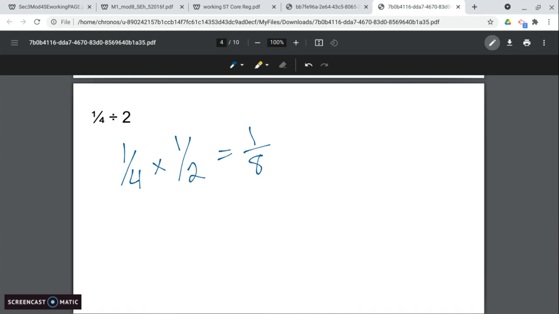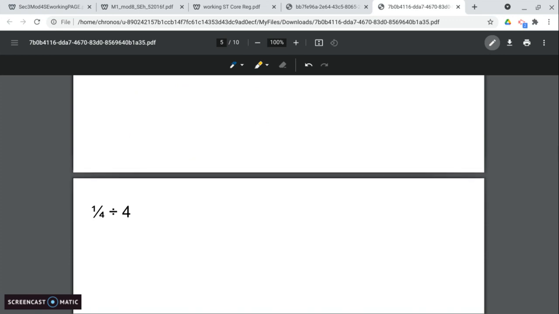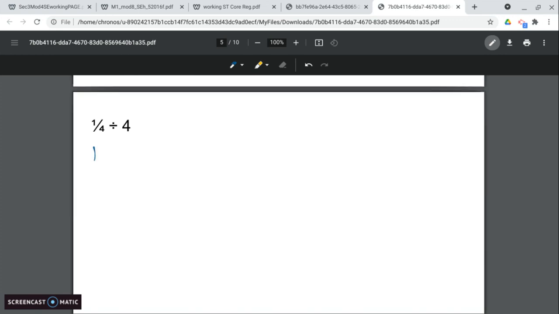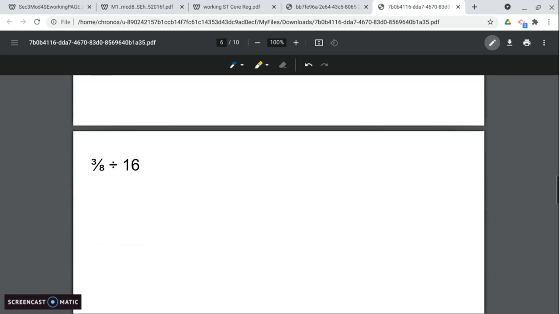All right, next one. We have 1/4 divided by 4. Keep the first fraction the same. Change it to multiplication. Flip the second one. So 1 times 1 is 1. 4 times 4 is 16.